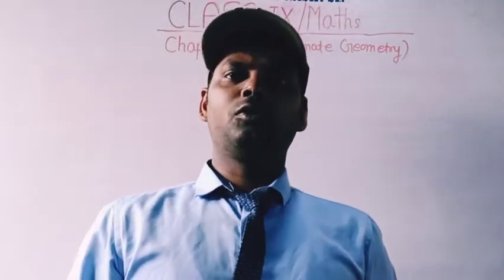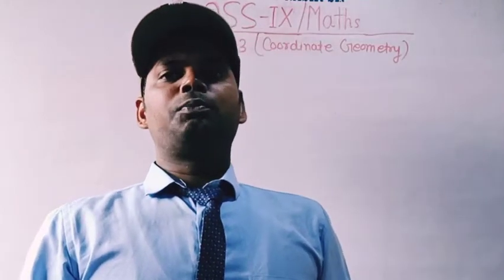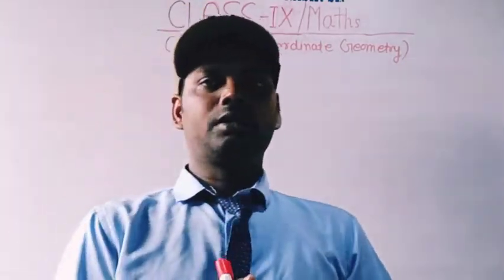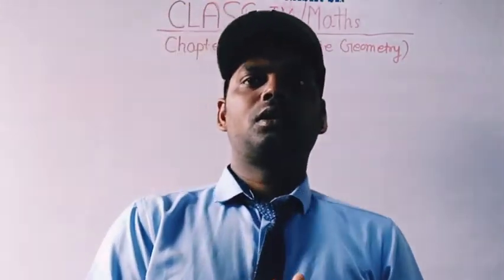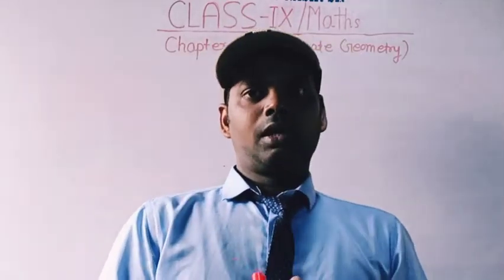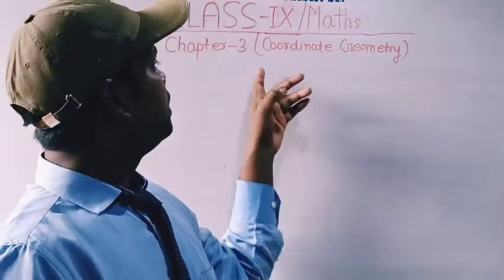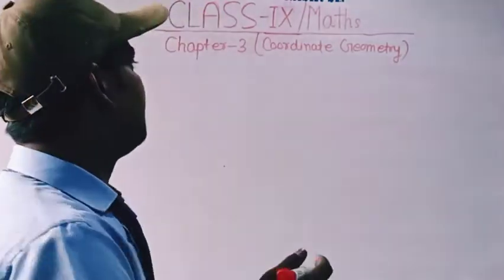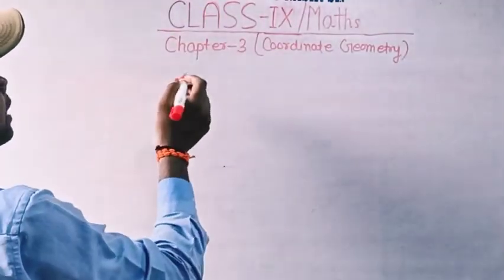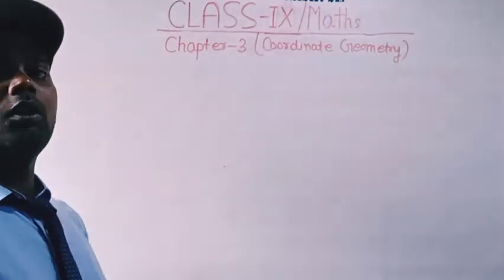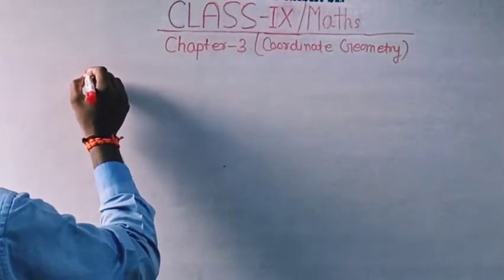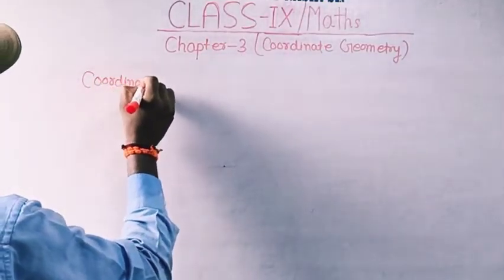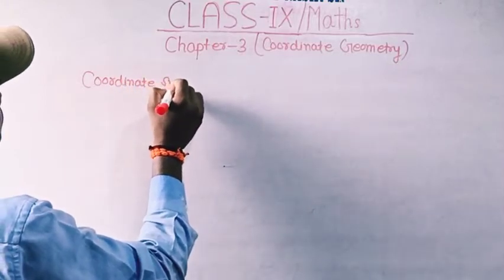In this session I am going to start a new chapter of class 9th math, chapter number 3, coordinate geometry. First of all I am going to explain the basic concept of coordinate geometry. The first is explaining what is a coordinate system.